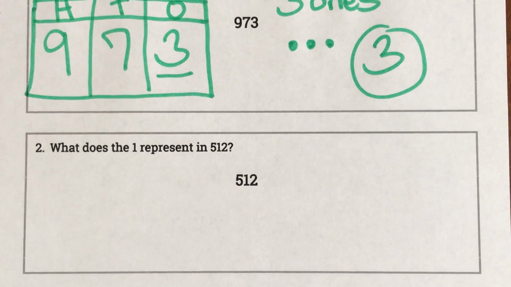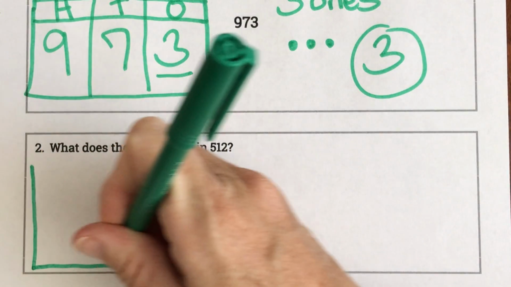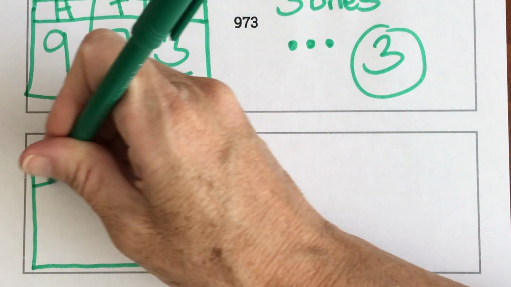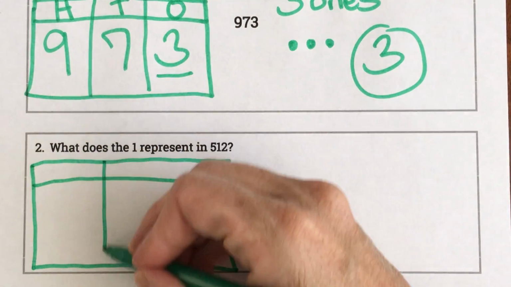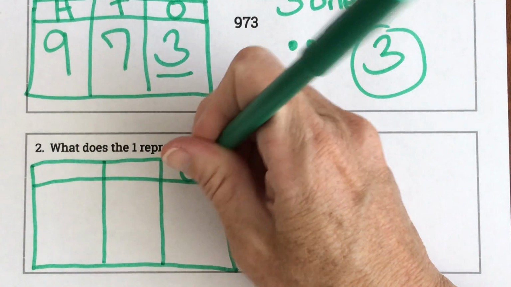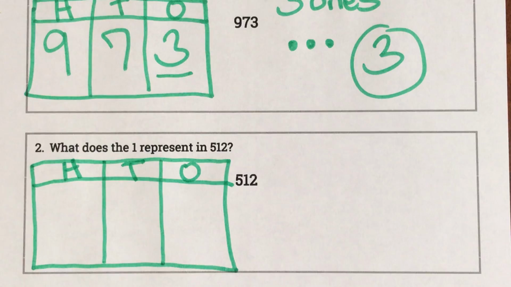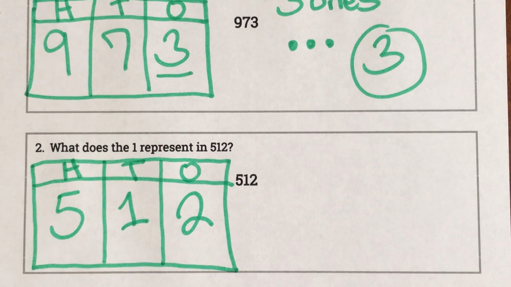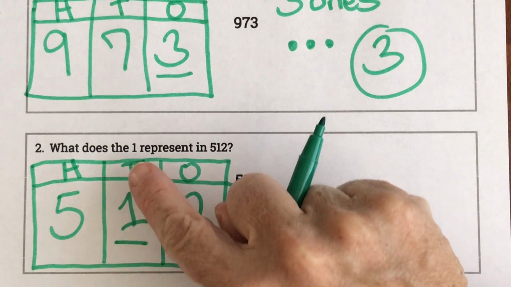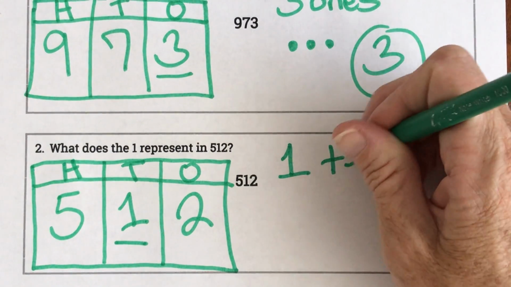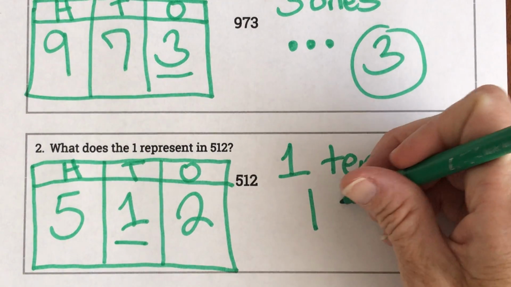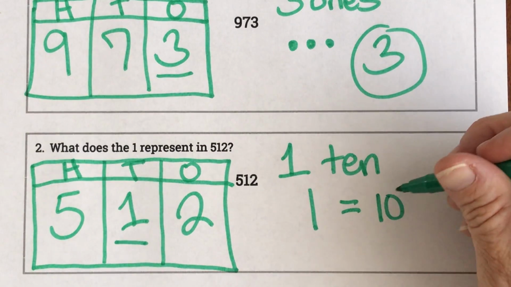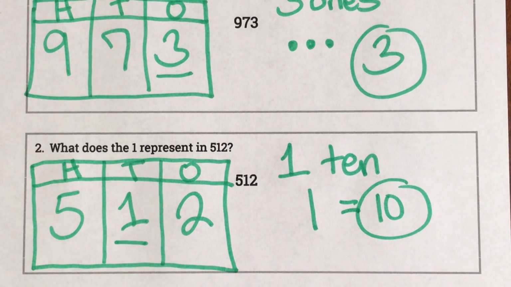It says, what does the 1 represent in 512? Okay, so let's make our place value chart, which is a rectangle with a horizontal line and 2 vertical lines, and our ones, tens, hundreds. Okay, and our number is 512, and the digit they're talking about is the 1. Okay, so what do we have? We have 1 ten. That's what we have. So we have 1 ten rod. So that's just 10, which means our value is just 10. We only have one of the tens.